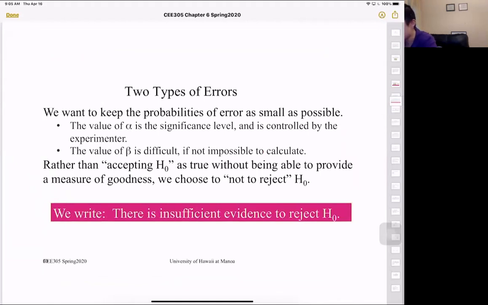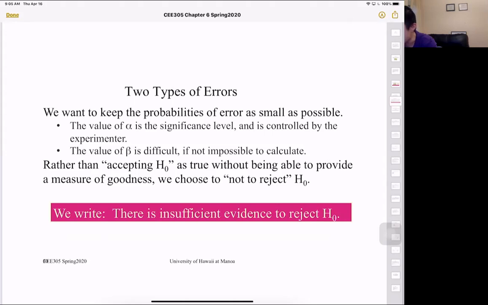And of course, we want to keep the probability of errors as small as possible. And the value of alpha, as we discussed last time, is the significance level. And this alpha can be controlled by us, the experimenter. But the value of beta is very hard to control. It's almost impossible to calculate beta.